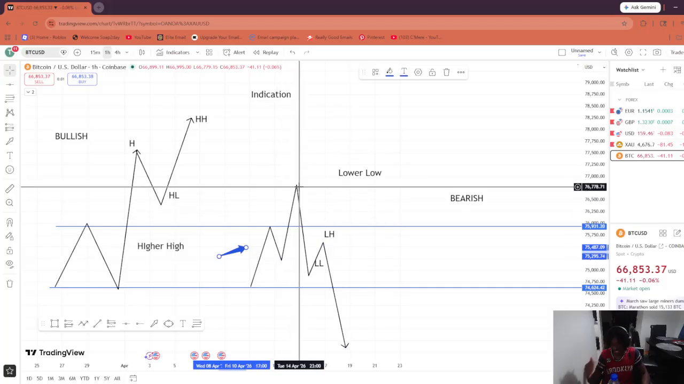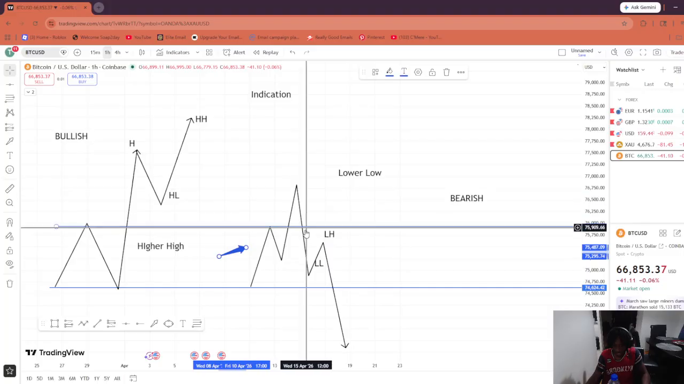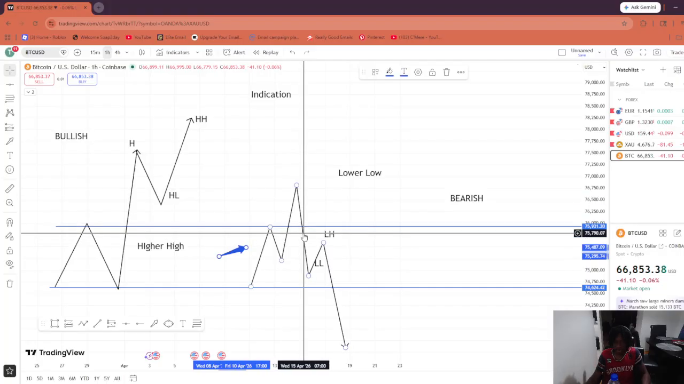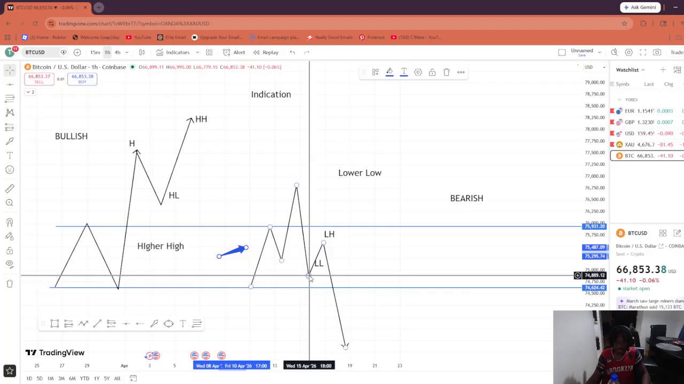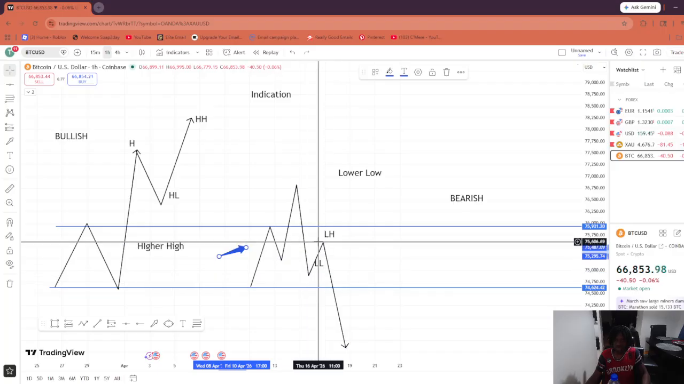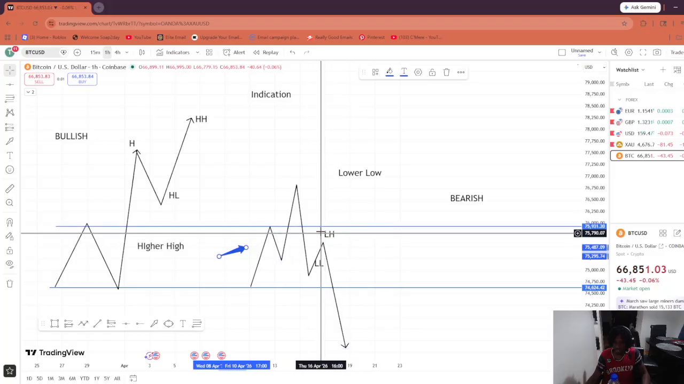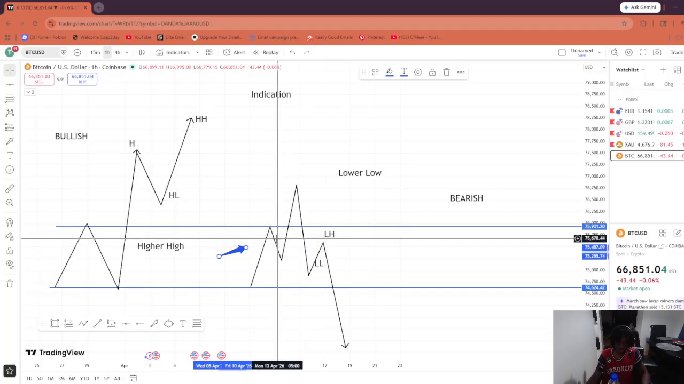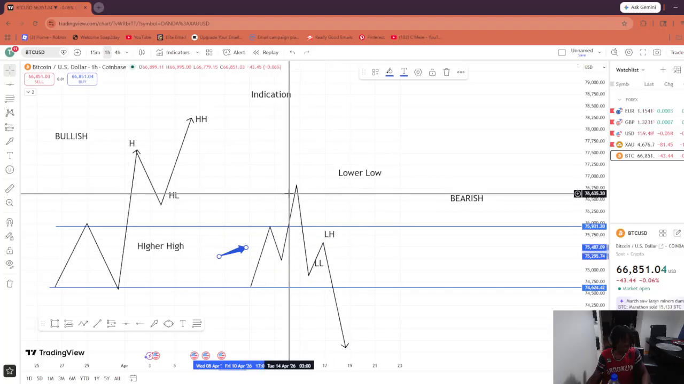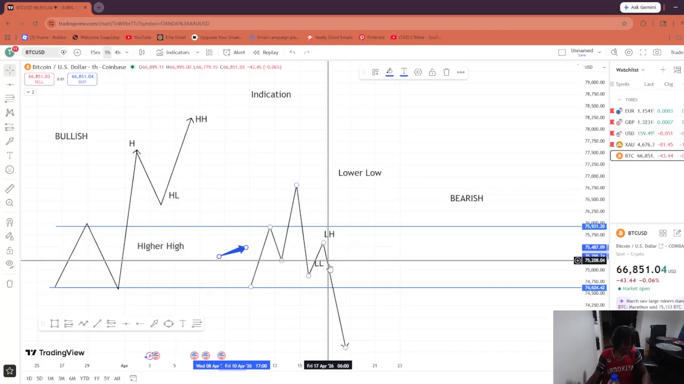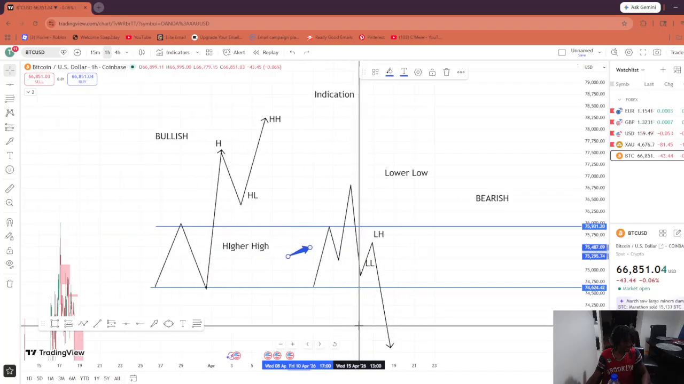But in our indication, we came back down into our level, yes. But when we came into our level, we didn't surpass the high that we created. We created a higher low. So now that indicates to us that we are no longer in a bullish trend. We are no longer going up. That makes us lead back to the downside.